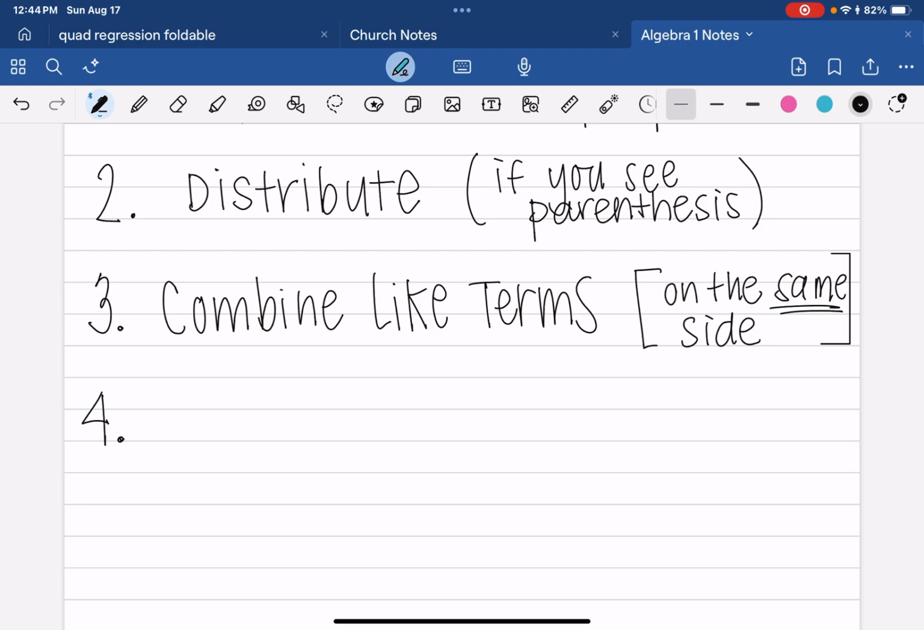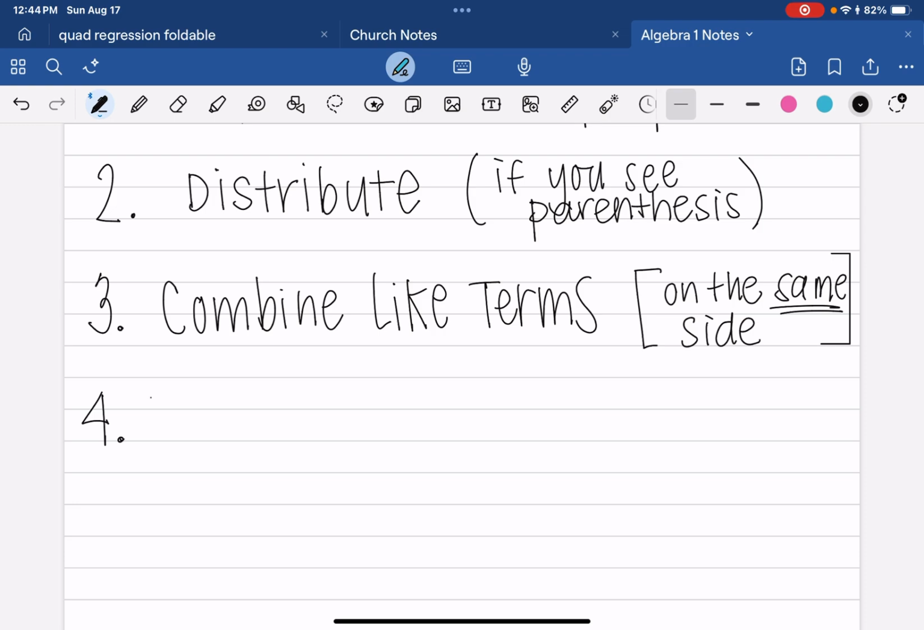Then step 4 is when we start moving things left and right. Again, steps 2 and 3 belong to both expressions and equations. But steps 4, 5, and 6, what we are about to go over, is only what you can do if you have an equation, when you have an equal sign. Again, you're not always going to do every single step. You just have to ask yourself, do I need to do this? Do I have parentheses to distribute? Do I have like terms to combine?